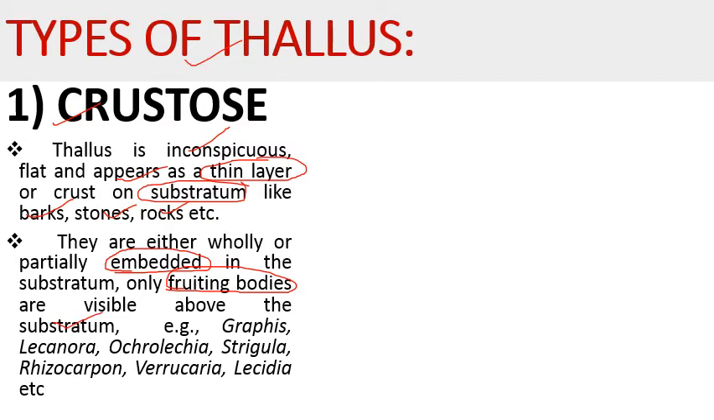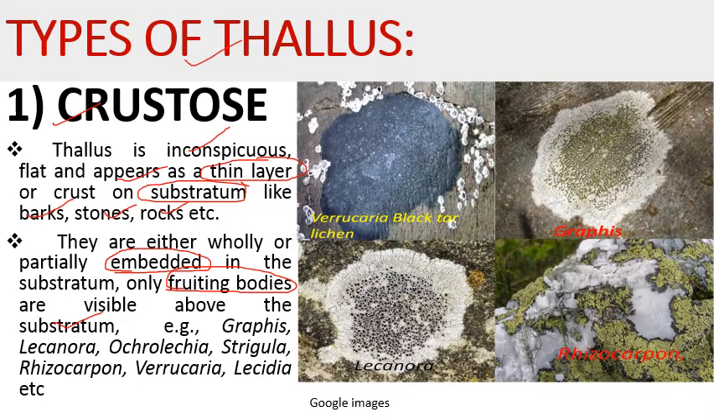For example, we have different genera, like in this picture we can see here this black tar lichen is known as Verrucaria. This is also known as black tar lichen. The next is Graphis, this one. It appears as a crust on the substratum. Then we have next is Lecanora. In this picture we can see here Lecanora. In previous picture we have seen this Lecanora. Then the next is Rhizocarpon.